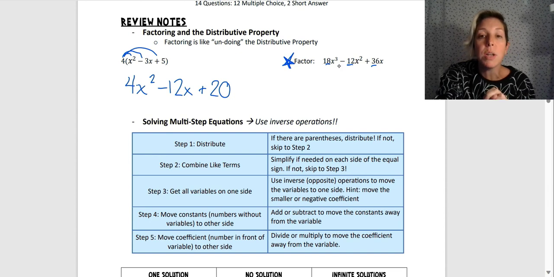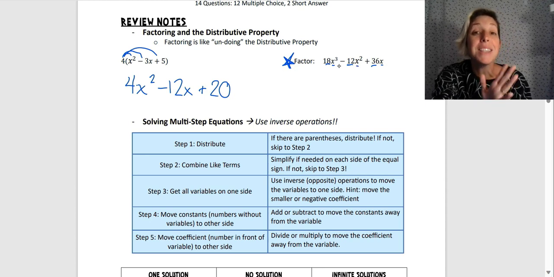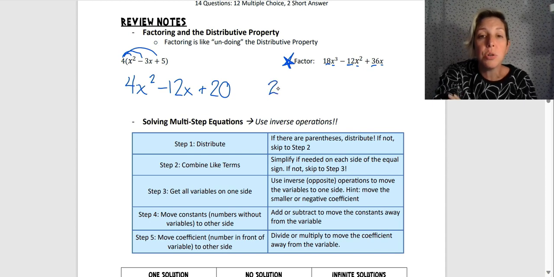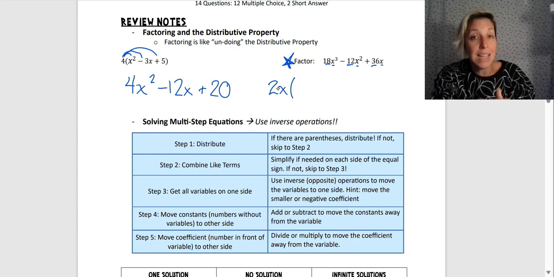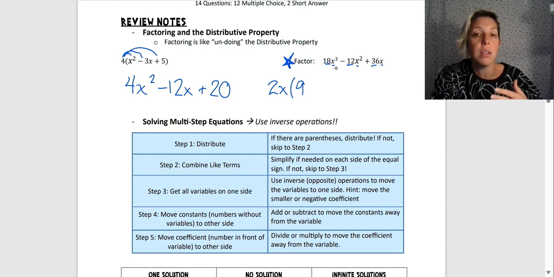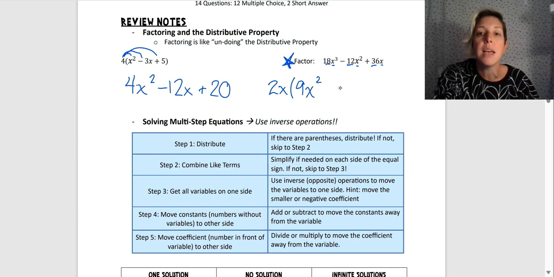And then I'm also going to look at my variables. I've got x to the third, x to the second, and x. That means x will go into each one of those. So I'm going to put a 2x outside, and then I'm going to divide each of the terms by 2x. 18 divided by 2 is 9. X goes into x to the third. That would leave me x squared. When you divide, it's going to cancel out an x.